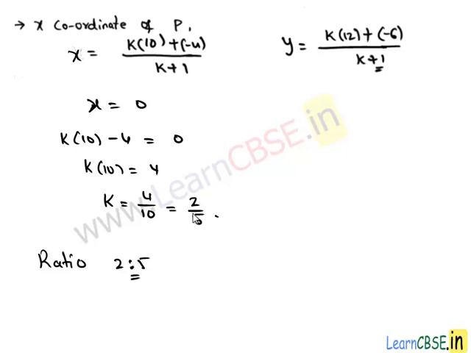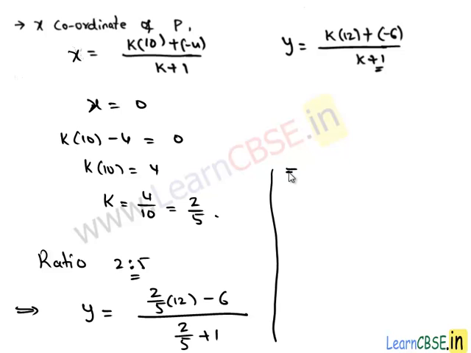So by substituting the value of k in these coordinates, we get the point of division. We already know the x coordinate, which is 0, and we have to find the y coordinate. So then we have the y coordinate, and it is equal to k times 12, 2 upon 5 times 12, plus minus 6, divided by k plus 1, which is 2 upon 5 plus 1. Let's simplify it.